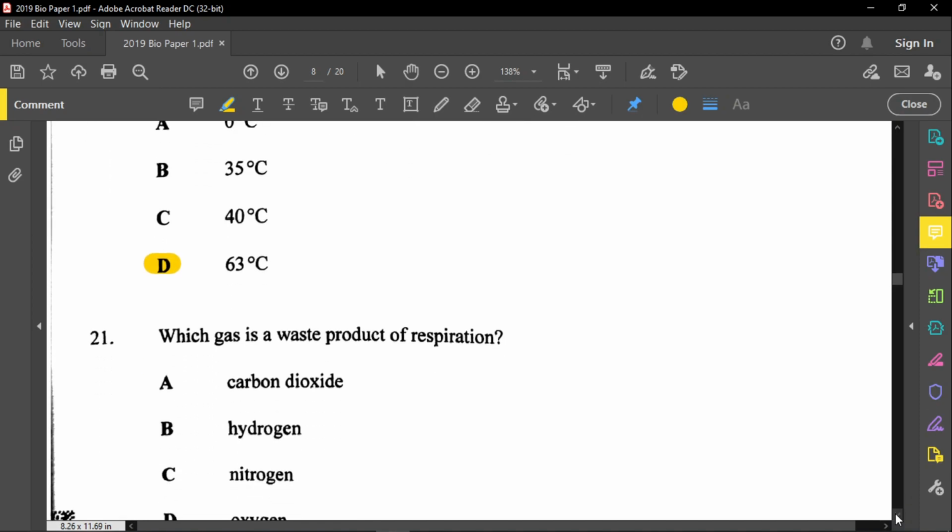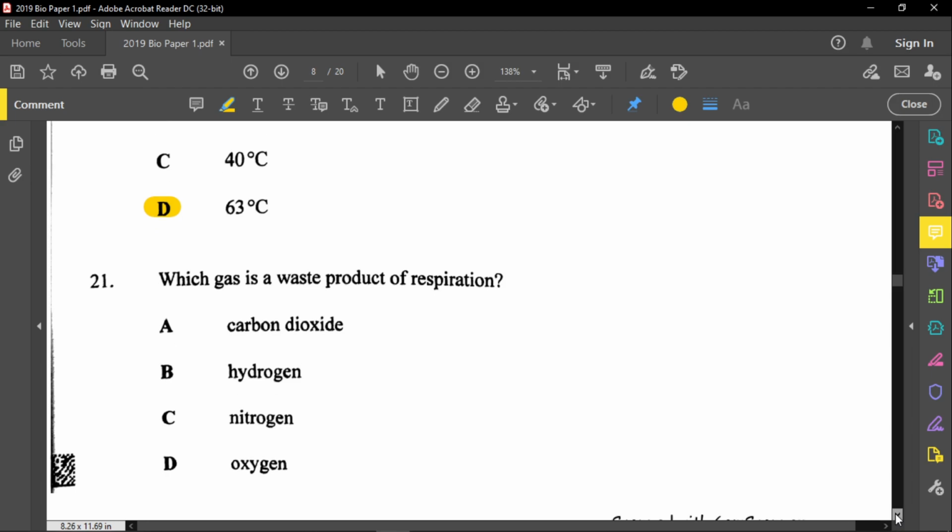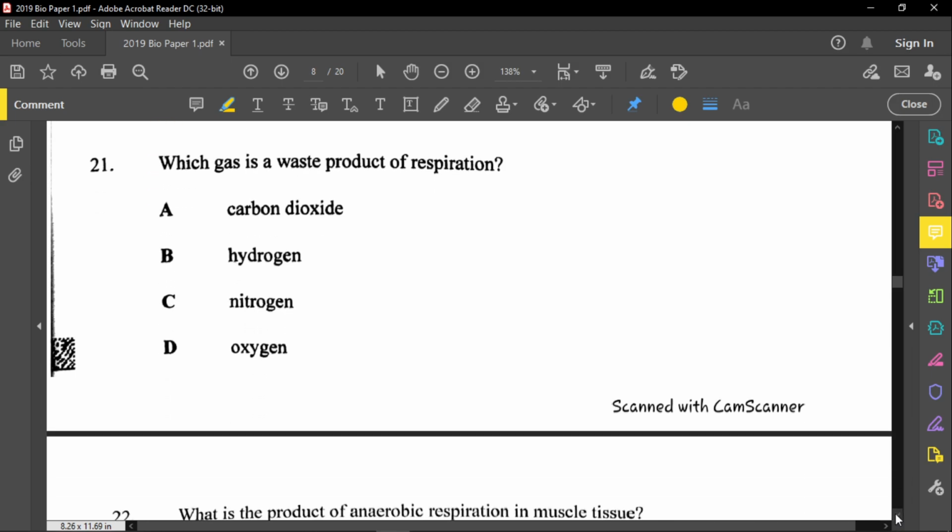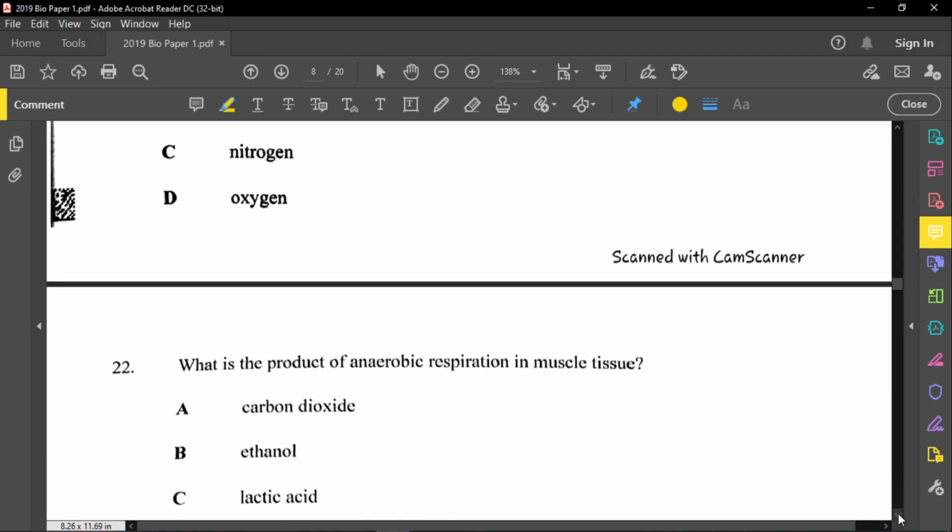Question number 21 reads, which gas is a waste product of respiration? The gas that is produced after respiration is carbon dioxide. So there's not much to talk about there. All right, let's go to 22.